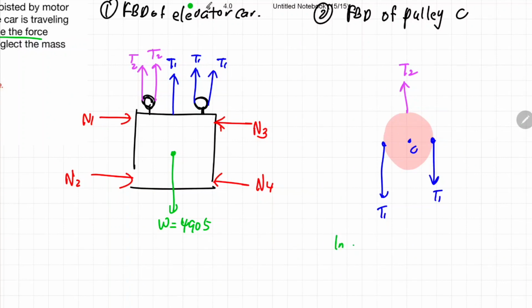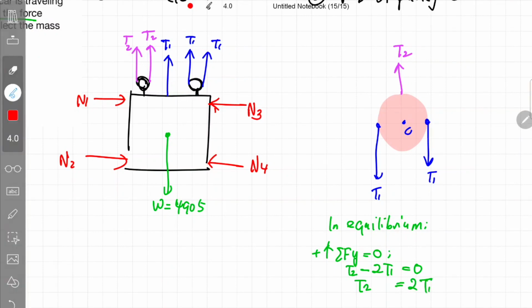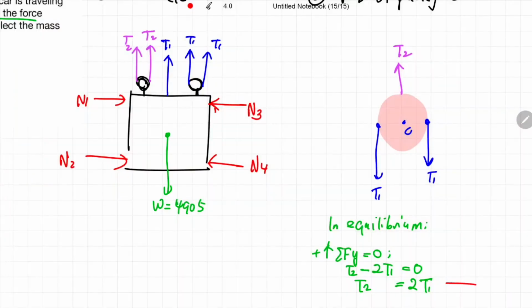So, if we apply the equilibrium condition in the y direction, we can get an expression whereby the summation of all forces in y is equivalent to 0. So, T2 is positive minus 2T1 is equivalent to 0. So, we can get an expression of T2 whereby T2 is equivalent to 2T1. We have not solved the equation yet, so we are just going to call this particular equation, equation 1.